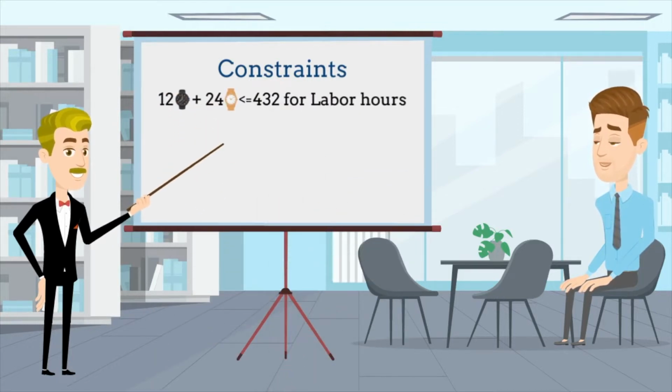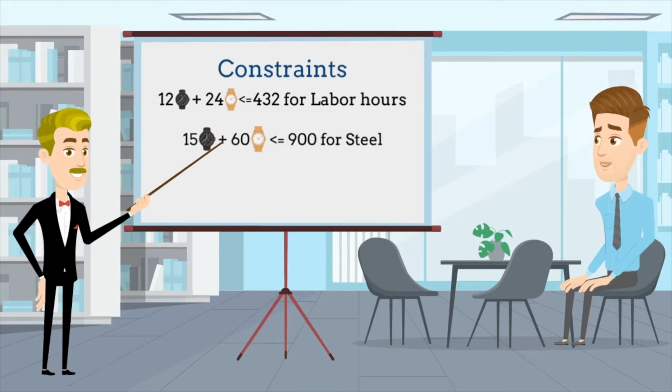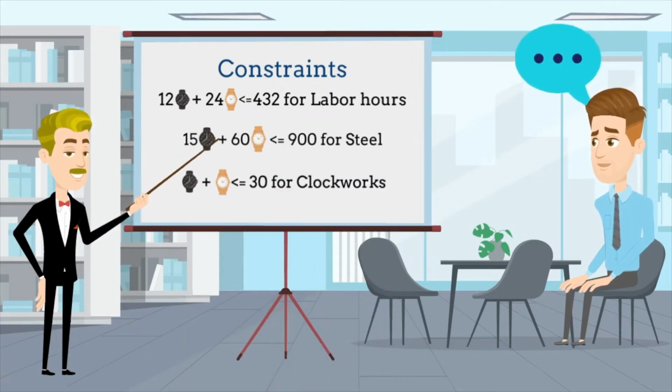A maximum of 12 Supermans and 24 Lobsters for 432 labor hours. A maximum of 15 Supermans and 16 Lobsters may not exceed 900 units of steel, and only 30 clockworks for the combination of 1 Superman and 1 Lobster are available.